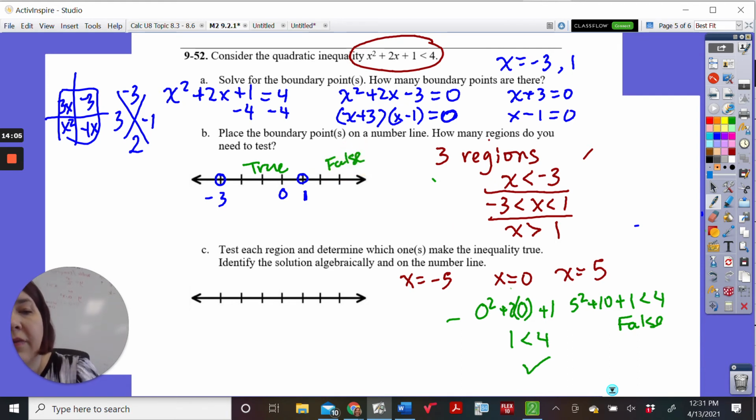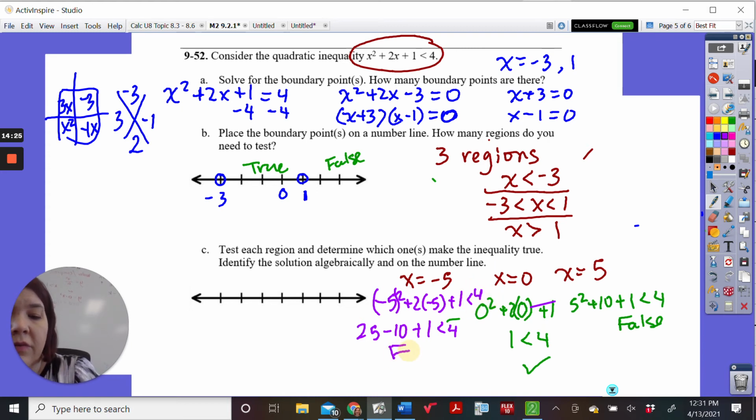Now let's test negative 5. Negative 5 squared plus 2 times negative 5 plus 1, which is 25 minus 10 plus 1, which is supposed to be smaller than 4, which is not smaller than 4, so this is also false. And so that's false over here. And so it's true in between, and my solution is here, which means this is the answer.